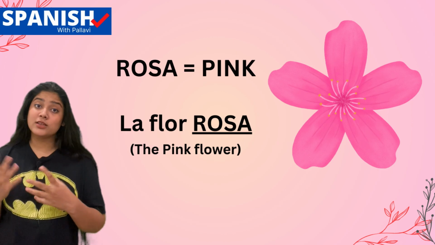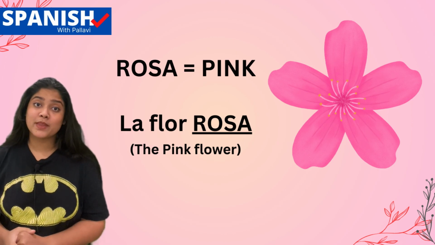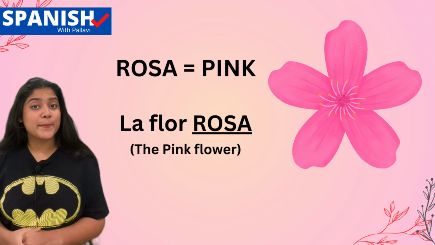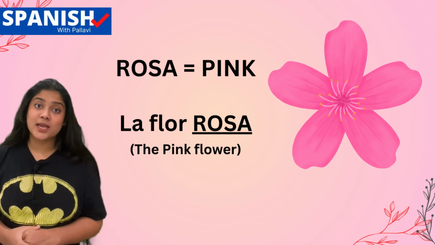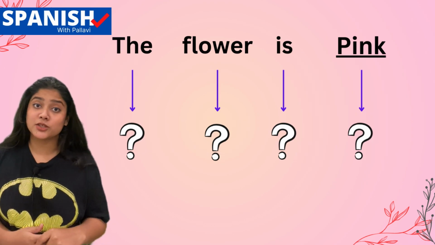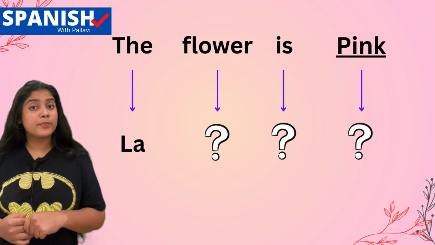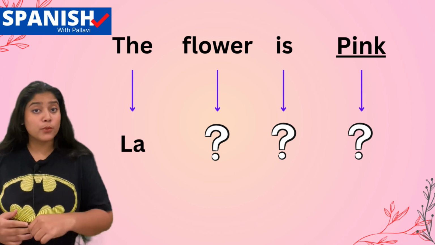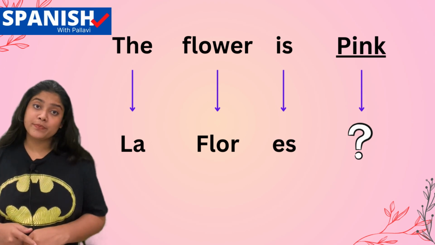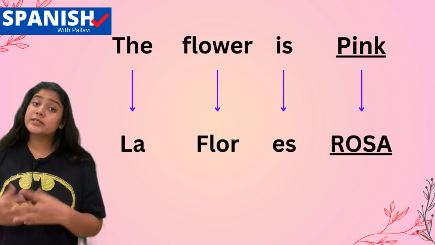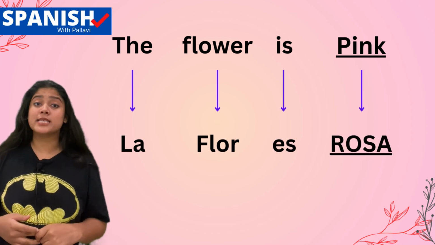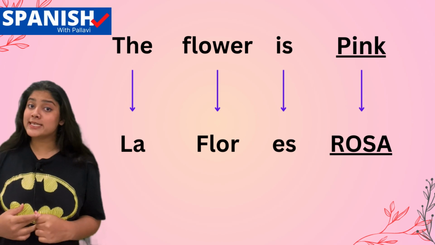Next. So the color of this flower is pink. How do you say that in Spanish? Rosa. So the example will be the flower is pink. How do you say that in Spanish? The will be la. Flower will be flor. Is will be es. Pink will be rosa. So the whole sentence will be the flower is pink. La flor es rosa.